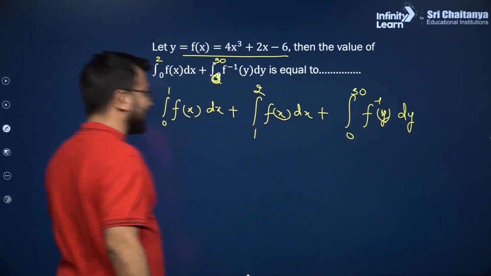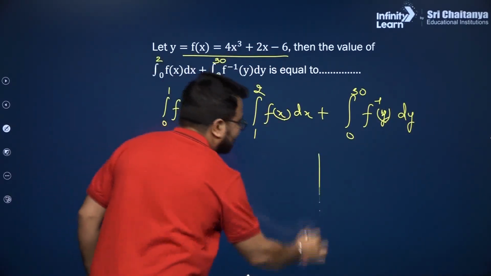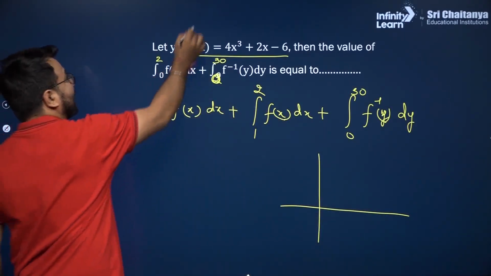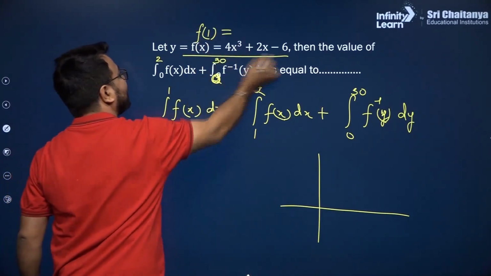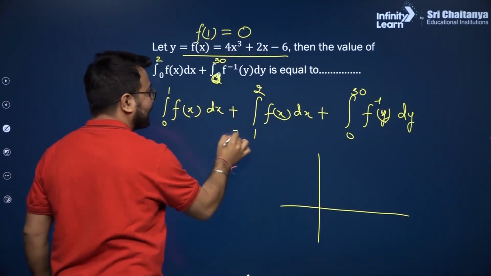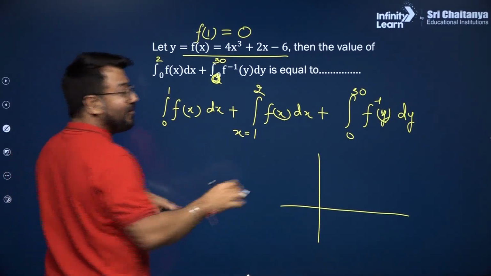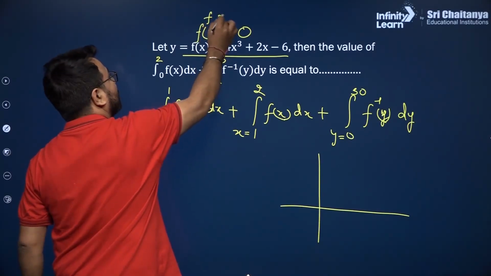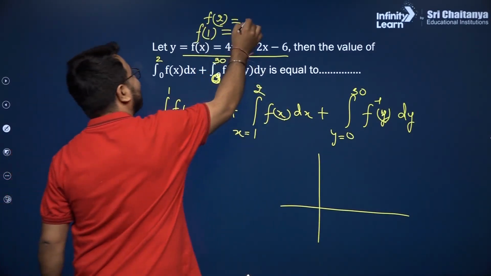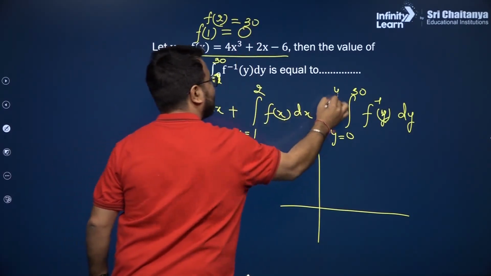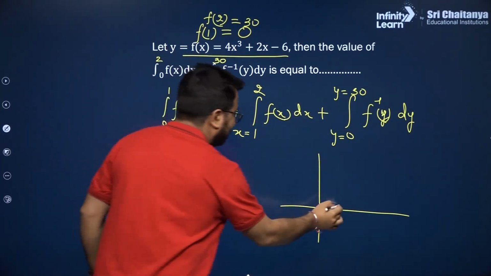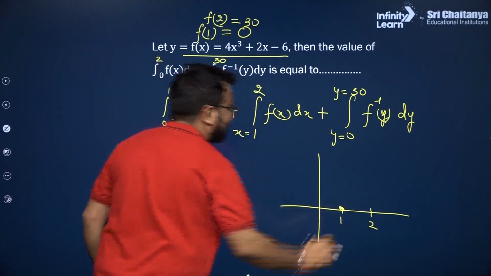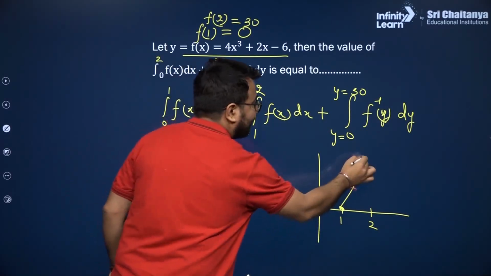So what we are observing here is that, in the case of the inverse function, suppose I want to calculate f(1). If I substitute 1, I get 0. So at x equals 1, we are getting the value of y as 0. Now if we substitute x equals 2, we are getting the value of y as 30. So what we are observing is that it will start at 1 and go up to 2, and at 1 we have the value 0, at 2 we will have the value 30.